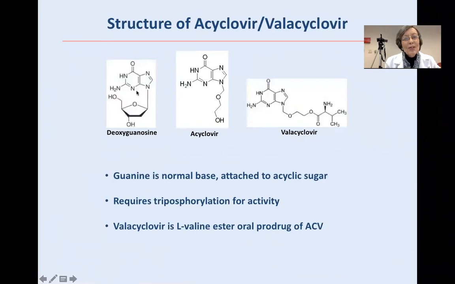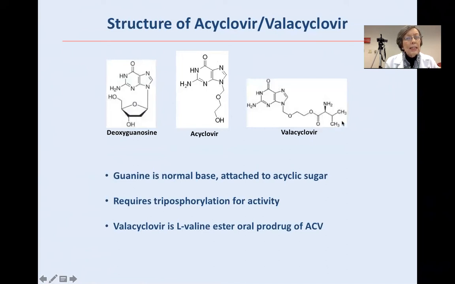So as far as the structure of acyclovir and valacyclovir goes, this is our normal nucleoside. It has guanine and deoxyribose. So acyclovir has guanine, but it has this acyclic sugar attachment to it. And then valacyclovir has that same structure. It has guanine plus an acyclic sugar, and then we link valine to it.